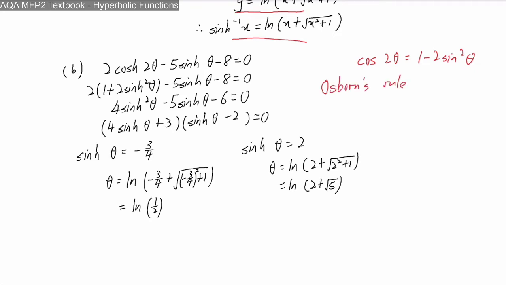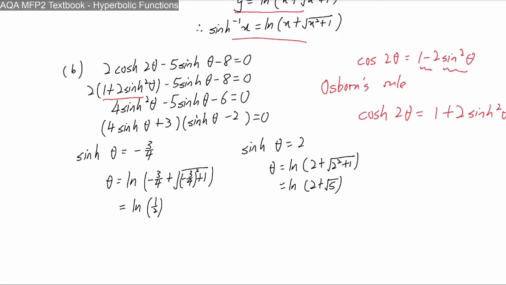What the Osborn rule tells us is that whenever we have the square of the sine, which means a sine squared or cosecant squared or tangent squared, because they all involve the squares of the sine, when we change it to the hyperbolic version, we need to negate it, or rather we change the sign. So the cos 2 theta in this case is now 1 plus 2 sine squared theta. Because of the sine squared, we need to change this negative sign to a positive sign. So this is where we get this identity in the hyperbolic version.